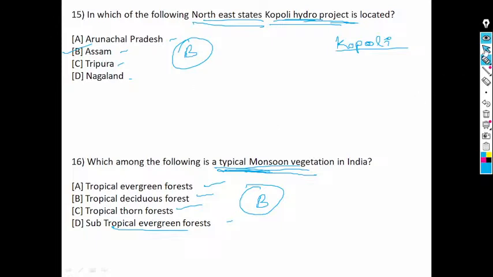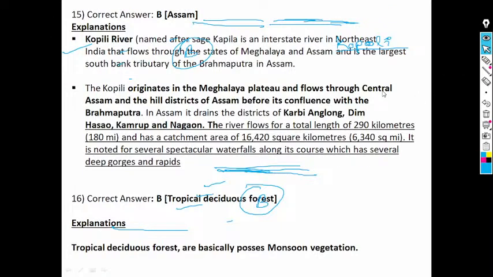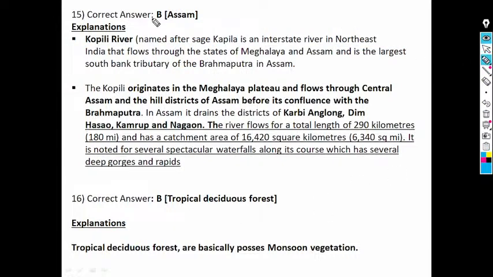Next we'll see the Kopili hydropower project. Kopili river in northeast India flows through the states of Meghalaya and Assam, and it is the largest south bank tributary of the Brahmaputra in Assam.